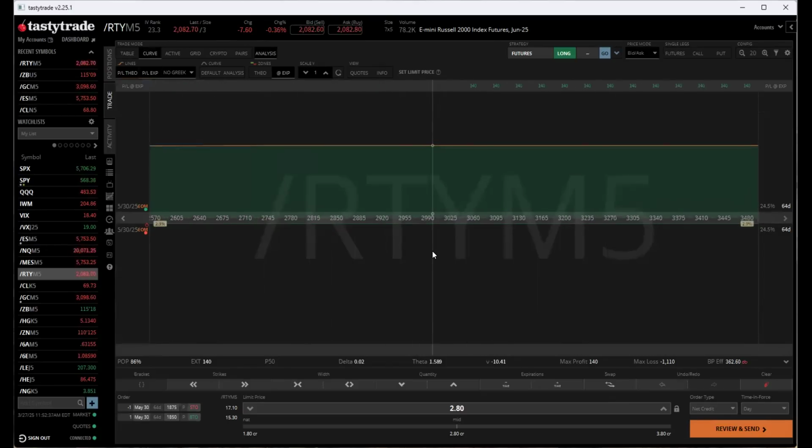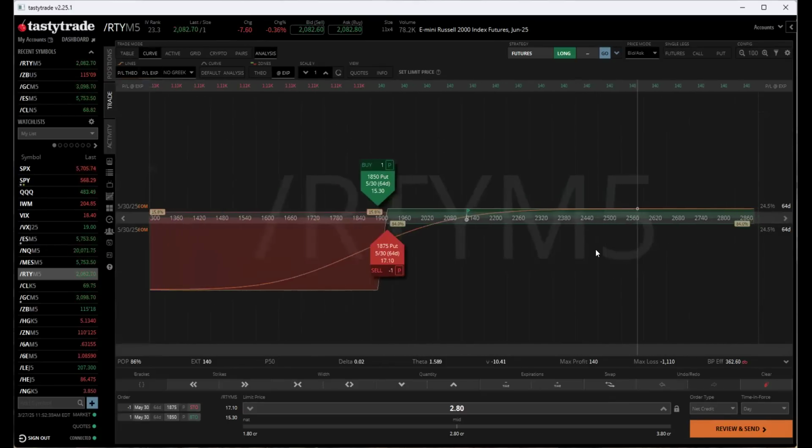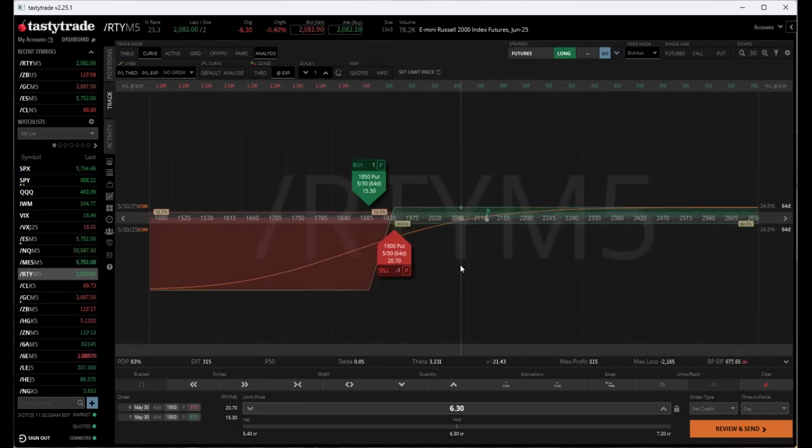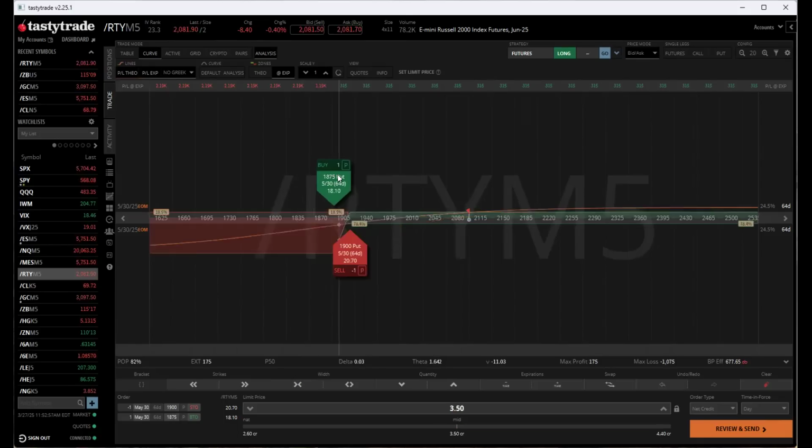So I think this put credit spread is not a bad opportunity. You could be a little bit more aggressive. I think these are low. I think we could go a little bit higher. Maybe we're a little too conservative on this thing.